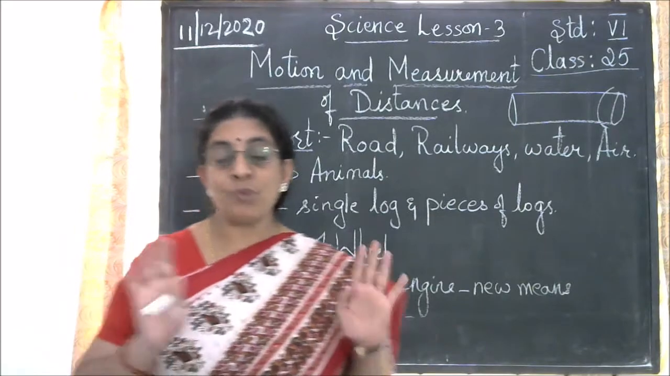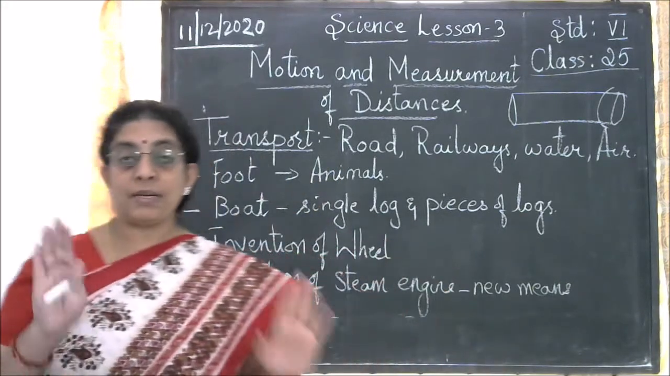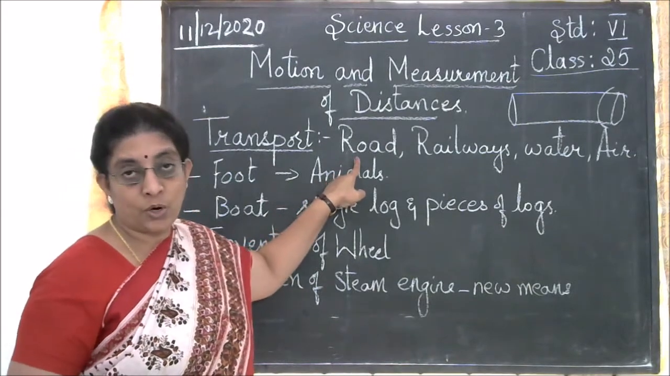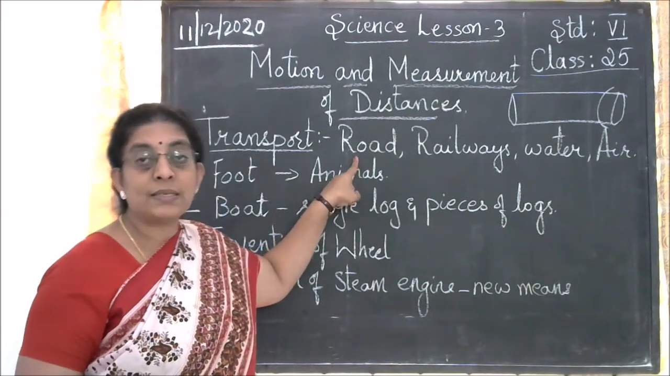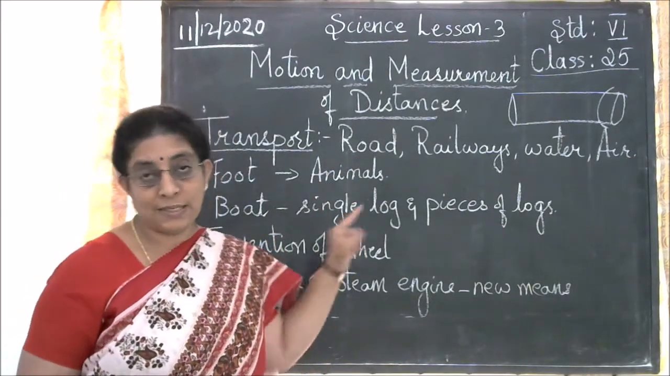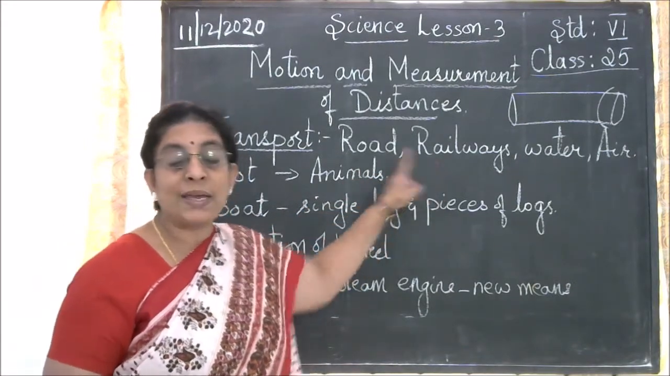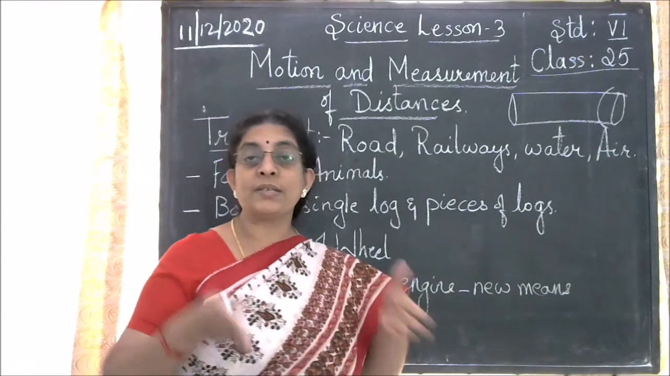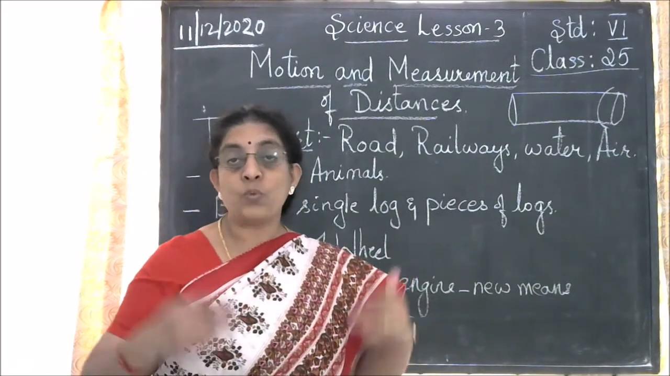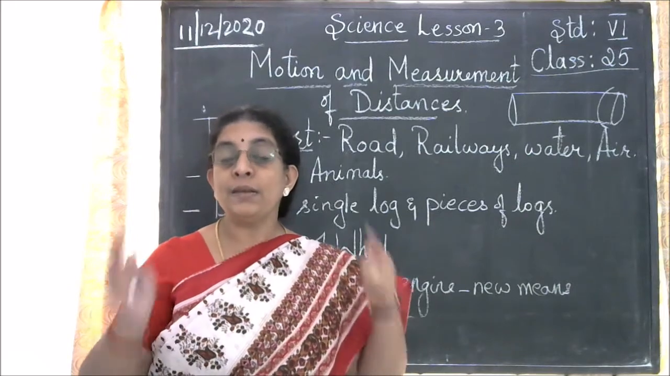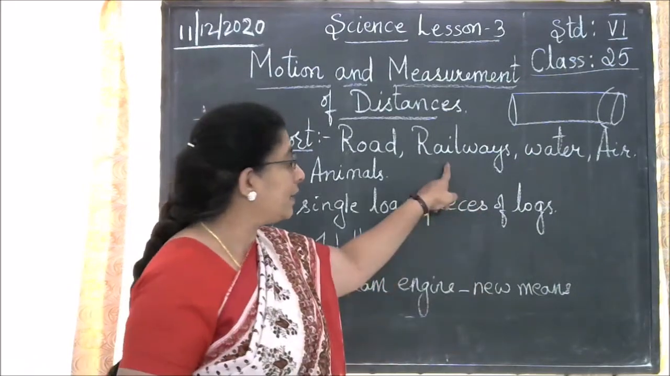So the different modes of transport are divided into 4 groups. One is the roadways. The roadways are the vehicles which you normally see on the roads. And then next is the railways. Why is it called the railways? Because it runs on tracks. The wheels of the train or the carriages move on the tracks. So it is called the railways.